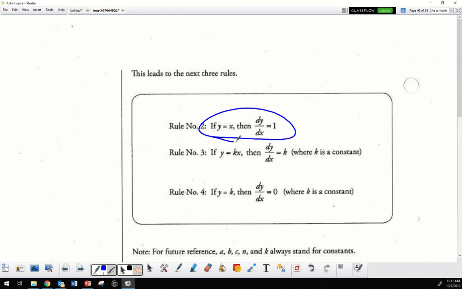So the derivative of x would just give me 1 because that goes away. Then there's my constant. And then the derivative of just a constant is my 0.